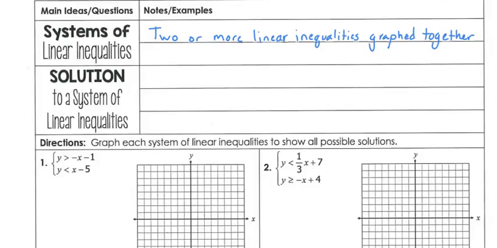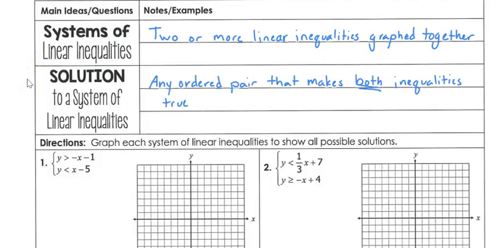All right, 6.3, we're talking about systems of linear inequalities. We did systems of equations at the beginning of the unit. Now we're doing systems of inequalities, which is just two or more linear inequalities graphed together. When we did just one inequality, the solution was any ordered pair that made the statement true. But in a system, we're looking for an ordered pair that makes both inequalities true. There are still going to be multiple solutions, but it has to be true for both inequalities.